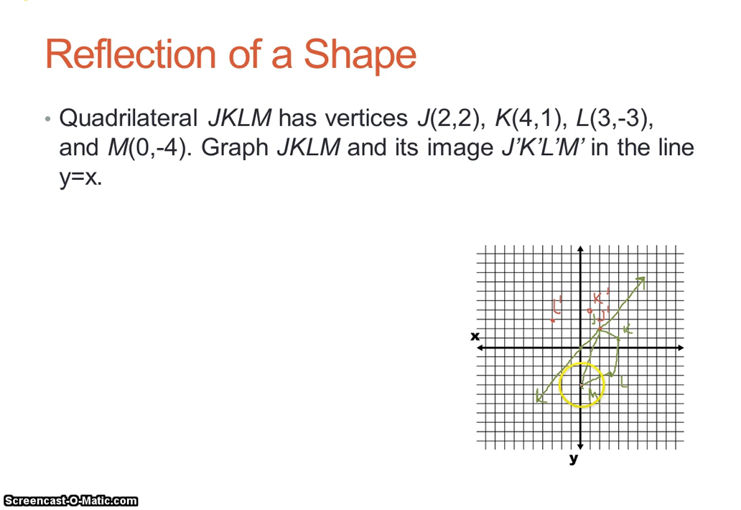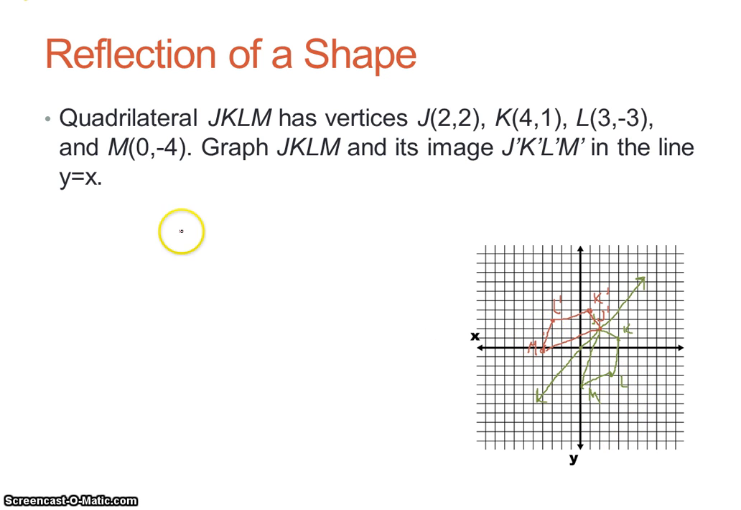And then to move our M, we're going to go up 4 to get to 0. Then we'll go over 4 to get to this side. So that's our M prime. You can always double check, make sure that your points line up and are perpendicular to our y equals x. So everything's perpendicular and it looks like it's the same distance.